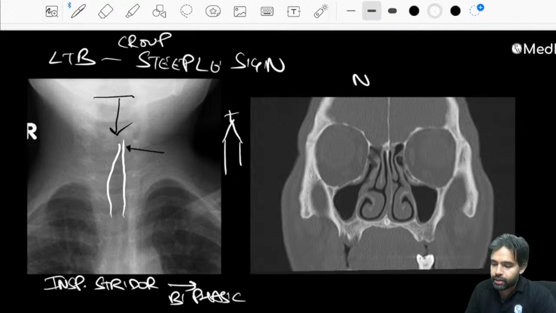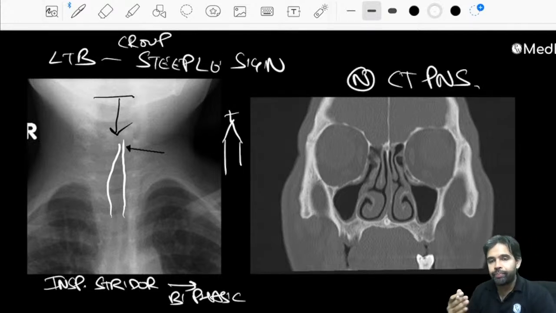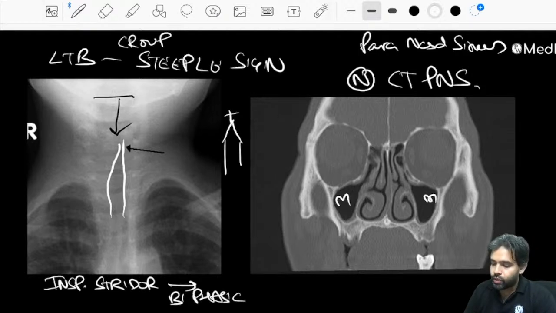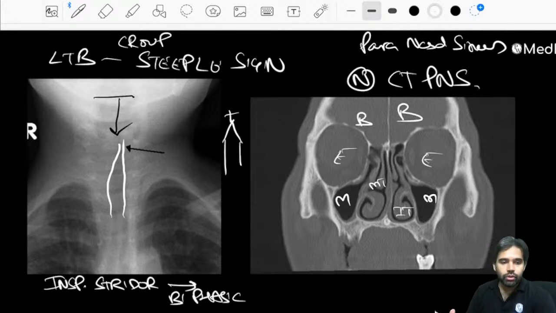Here you can see the normal CTPNS. Okay, there are three views of the CTPNS, CT scan of the paranasal sinus. So CTPNS is nothing but paranasal sinuses. Okay, here you can see the maxillary sinus. You can see the inferior turbinate, the middle turbinate. Because this is a bit posterior view, the middle turbinate has become thin. You can see the eyeballs, brain. All right. So this is called a coronal section.